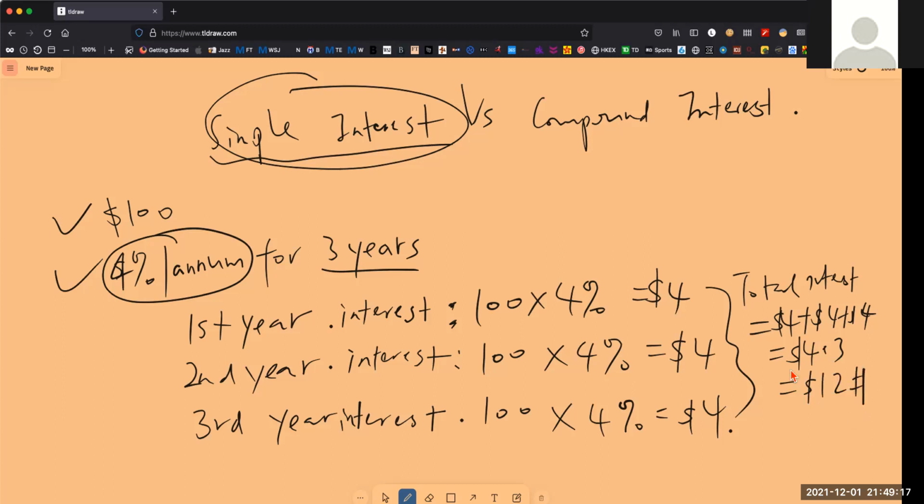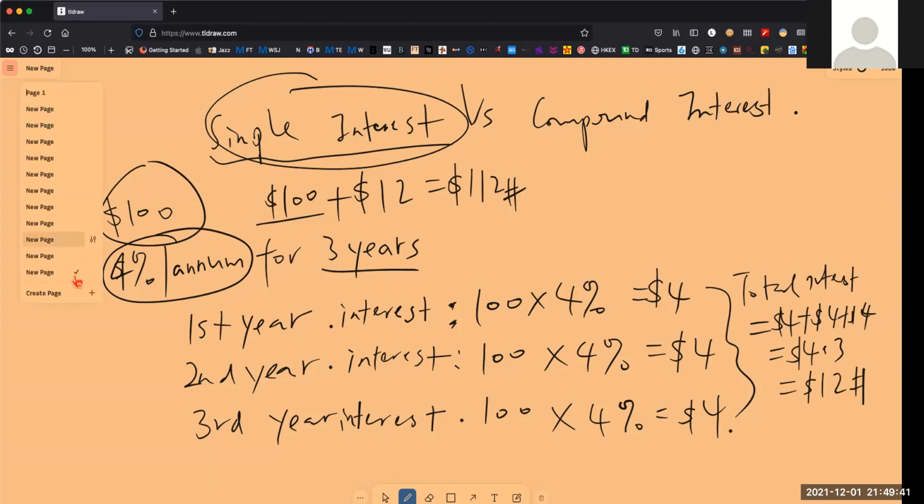So if I ask you, you start with this $100, after 3 years, you are going to get $100, what you start with, plus the interest, which is $12. So you are supposed to get 112. Does it make sense? Good. So this is simple interest. So let me talk about what is compound interest and how is it different from the simple interest.